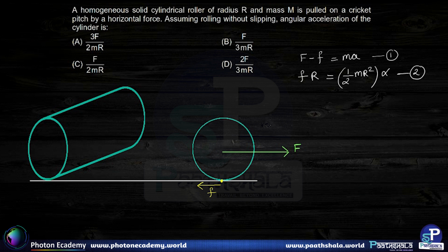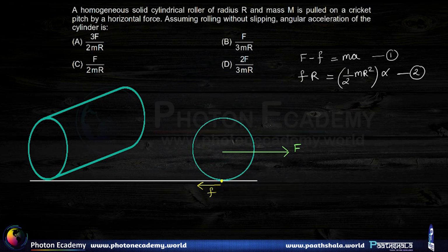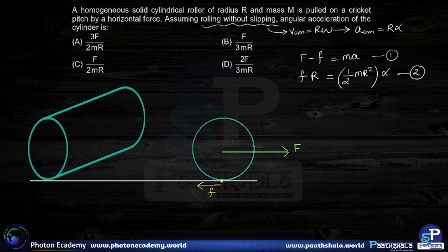Also, they have mentioned that this cylinder is rolling without slipping. So this implies that the velocity of the center of mass of the cylinder is going to be equal to r omega, and on differentiating this equation we get that the acceleration of the center of mass is going to be equal to r alpha. Here we have taken the acceleration of the center of mass to be a, so we can simply write a is equal to r alpha as the third equation.